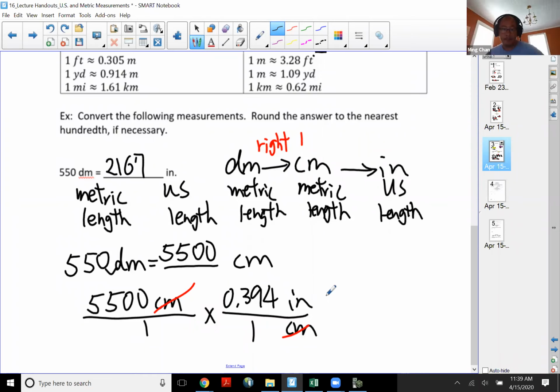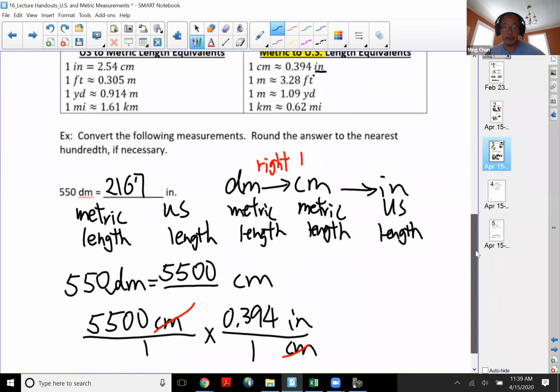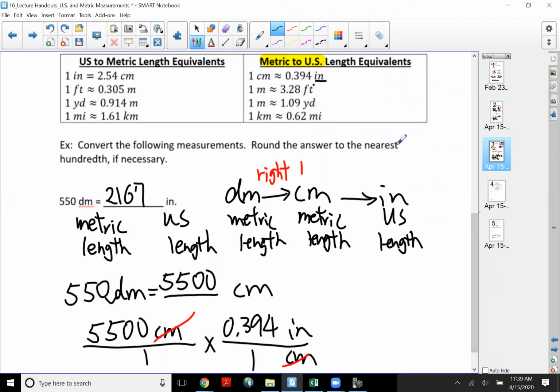All right. Questions or concerns about these kinds of problems? So when it does not give me a direct conversion, then I have to think backwards. I have to say, okay, the table shows me I can go from centimeter to inch. So the question is, can I go from centimeter to what? To deci. Yep. In a way, you're saying I'm going to convert from deci to centi before converting to inches.